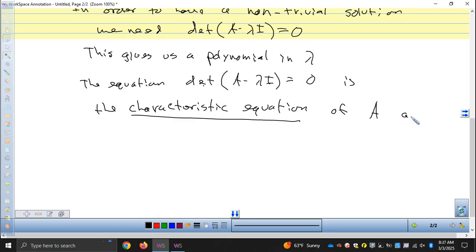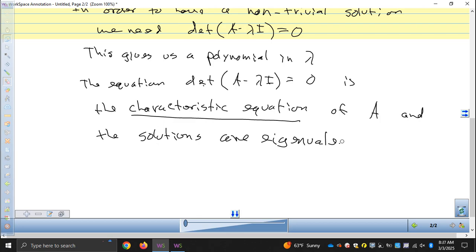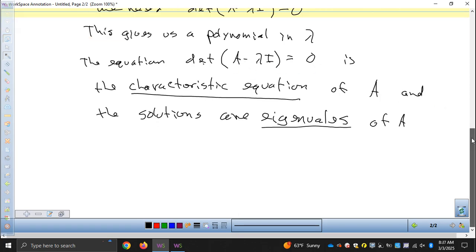And the solutions are what we call eigenvalues of A. So the characteristic equation is characteristic to the matrix A, and the eigenvalues are specific to the matrix A, because this equation only involves the matrix A. Eigenvalue, eigen is from the German, means characteristic, so the eigenvalues are the characteristic values, and sometimes you hear them referred to as characteristic values.